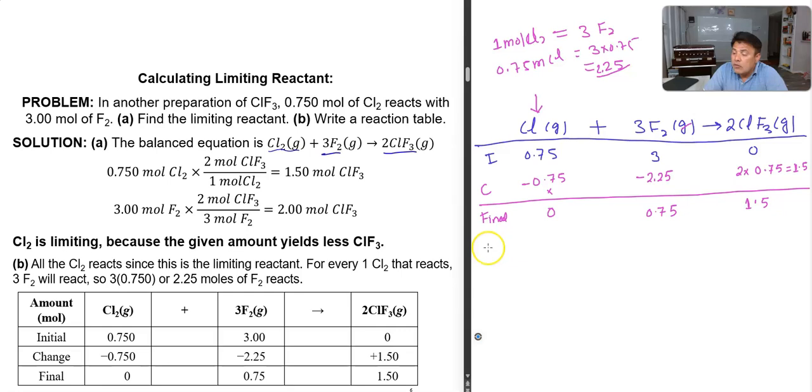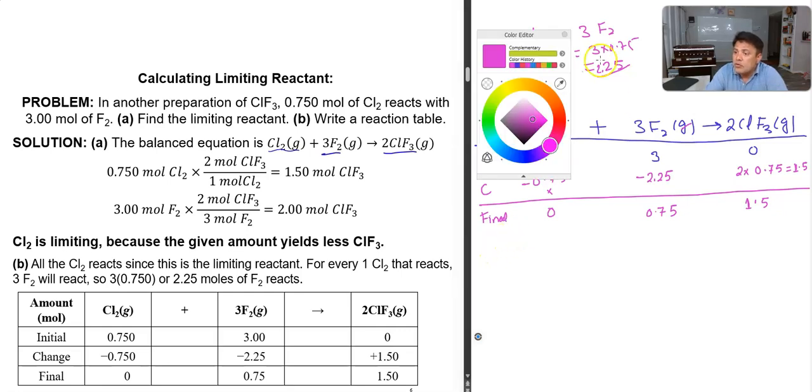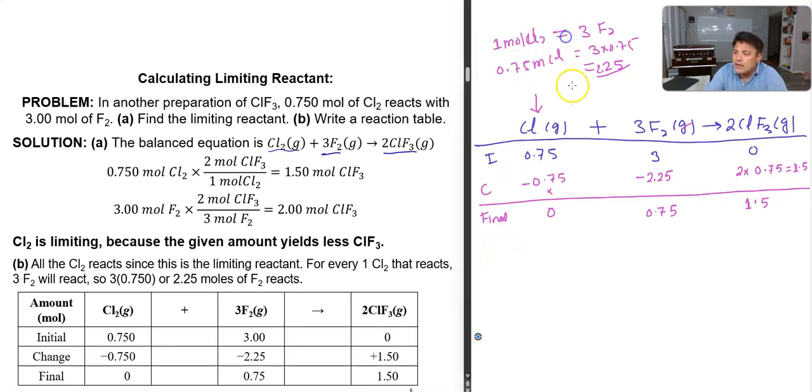So look at that. What is the limiting? We already found, this guy is the limiting. So this is excess and left unreacted, and this is your product. This is said to be the theoretical yield.